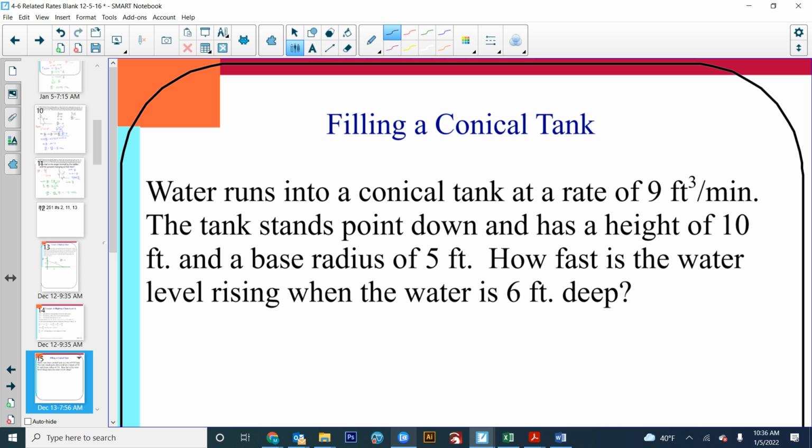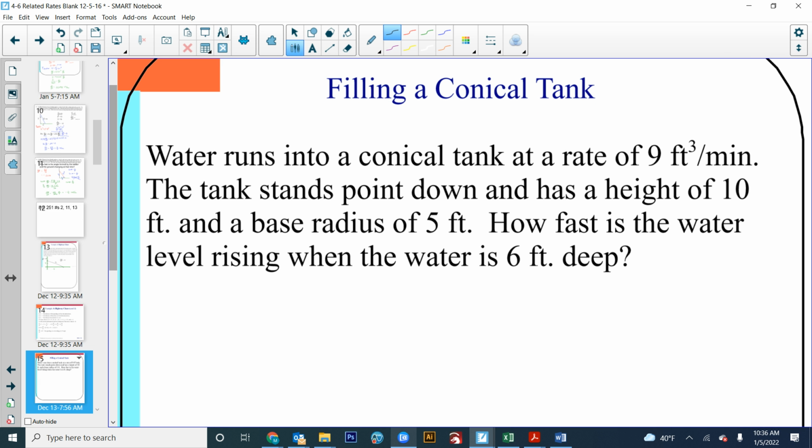Now, another type. So we've done a ladder problem. We did the angle with the ladder problem. We did a sphere problem with the balloon. The third type I want to show you is called a conical tank. Water runs into a conical tank. Please write this down. You're going to want to have this one down. This one tends to be confusing for students. Water runs into a conical tank at a rate of 9 cubic feet per minute. Positive or negative? Is it filling up or empty? Filling up. So positive, 9.